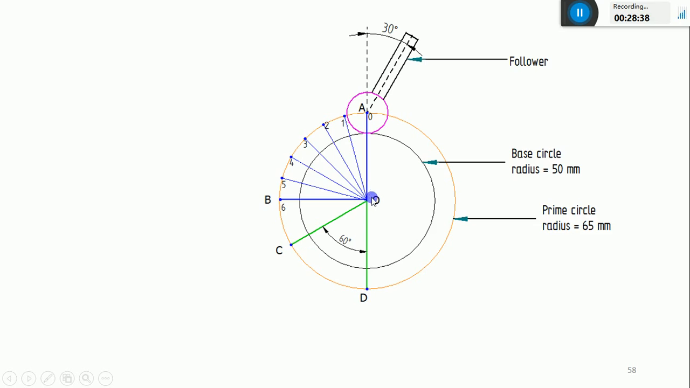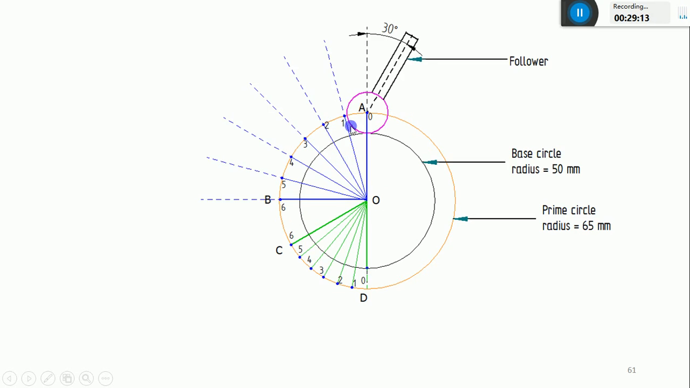That is COD. It is 60 degree. 60 by 6 means 10 degree each. I'll divide the prime circle between point C and point D into 6 equal parts, that is, 60 by 6 is 10 degree each. And give the naming as 6, 5, 4, 3, 2, 1, 0. This is for the rise, this is for the fall. This is the first dwell angle. I'll not divide this because I want only the divisions of the outstroke and the return stroke, not for the first dwell, not for the second dwell.